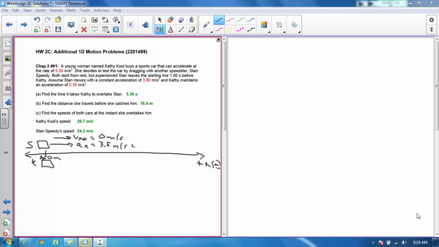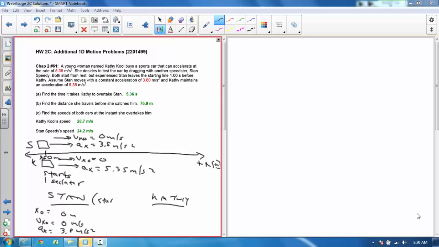And then we've got Kathy. Kathy starts 1 second later. And she's got similar numbers. She's got an initial velocity of 0, and she's got an acceleration that's higher. Let's do a little table of initial values for these. And he starts at t0 equals 0 seconds.